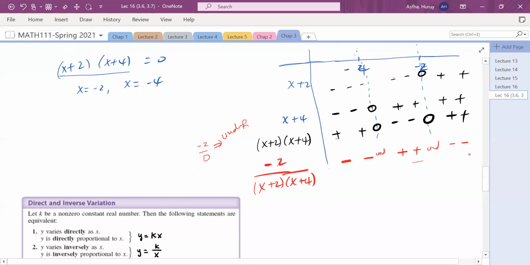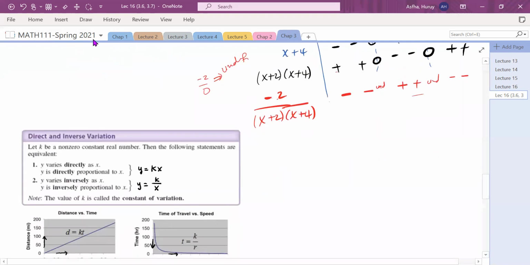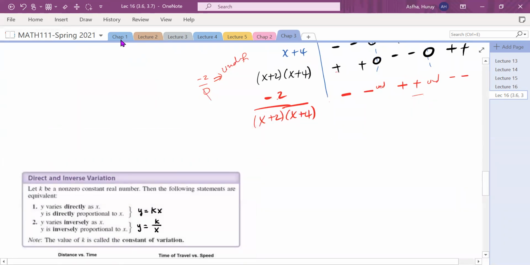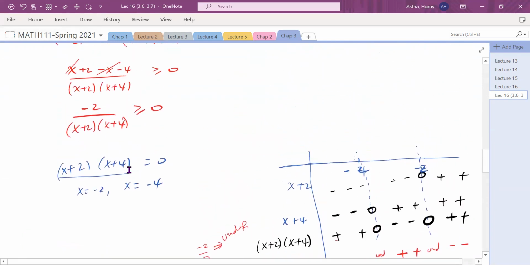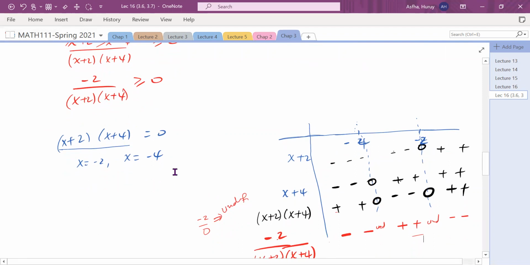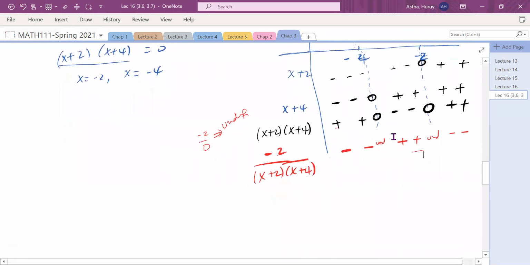Now the question is, what is the solution? This is the question: on which interval is this expression greater than or equal to 0? Greater than or equal to 0 means positive sign. And as you can see, the positive sign is only on this interval between negative 4 and negative 2.